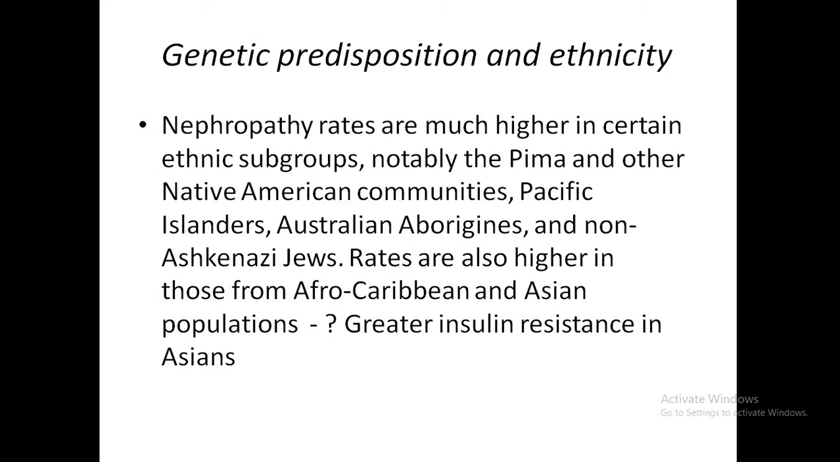Genetic predisposition and ethnicity. The nephropathy rates increase in certain ethnic groups such as the Pima and the Native American subcommunities, Australian Aborigines, and non-Ashkenazi Jews. And rates are also higher in Afro-Caribbean and Asian populations, probably due to the increased insulin resistance in Asians.